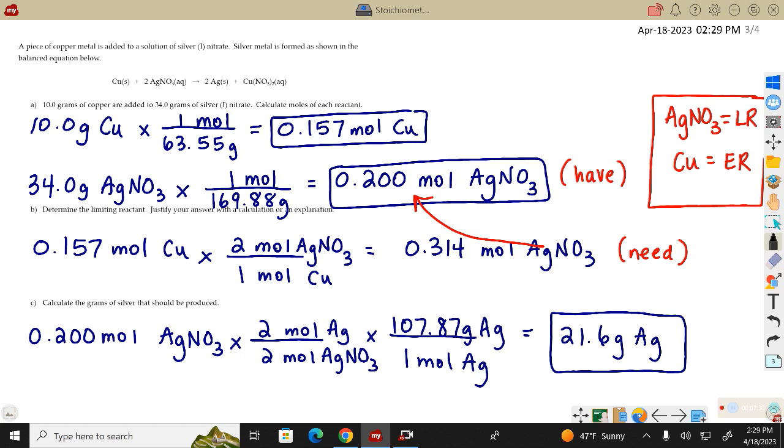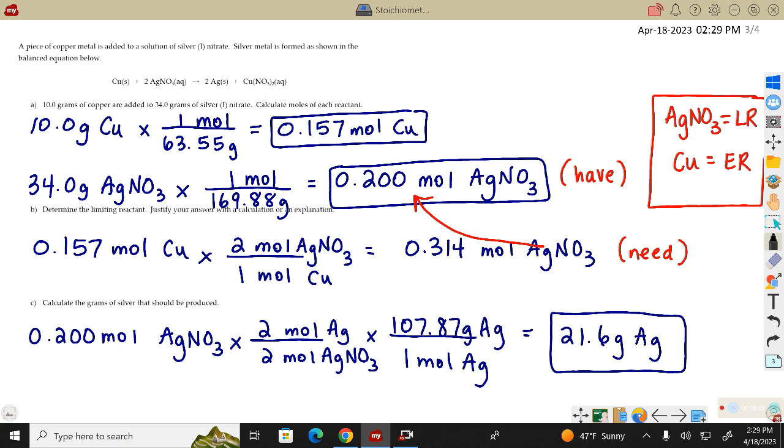I've been given the reaction. This is copper reacting with silver nitrate. It's already balanced. I have 10 grams of copper added to 34 grams of silver nitrate, and I need to calculate moles of each reactant. Eventually, I want to compare moles of reactant using that 1:2 ratio from the balanced equation. But that's got to be a mole ratio. So first order of business, cancel grams, get those reactants in moles.